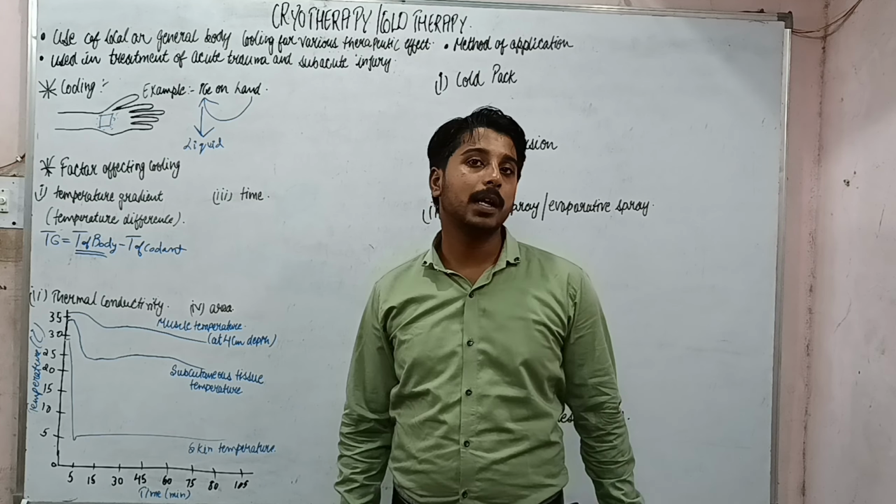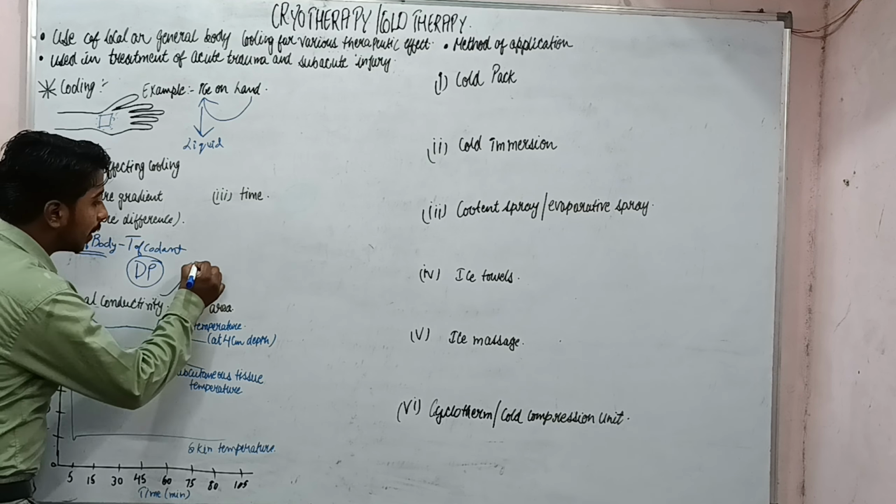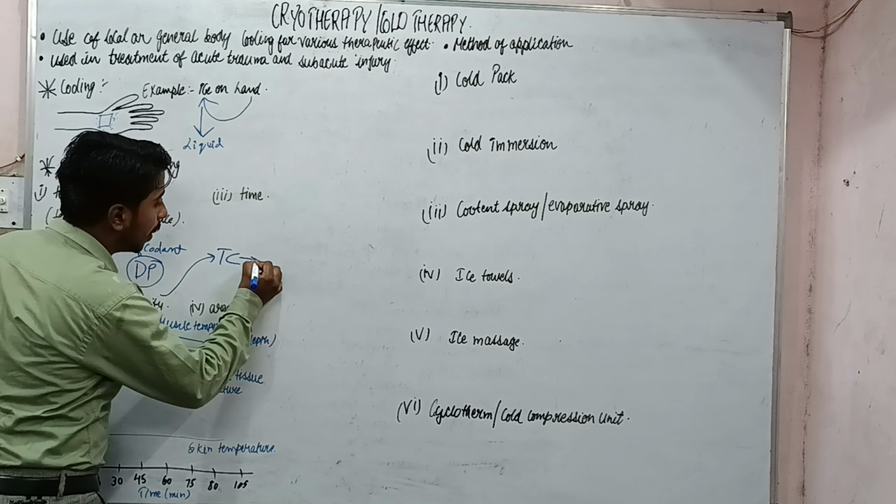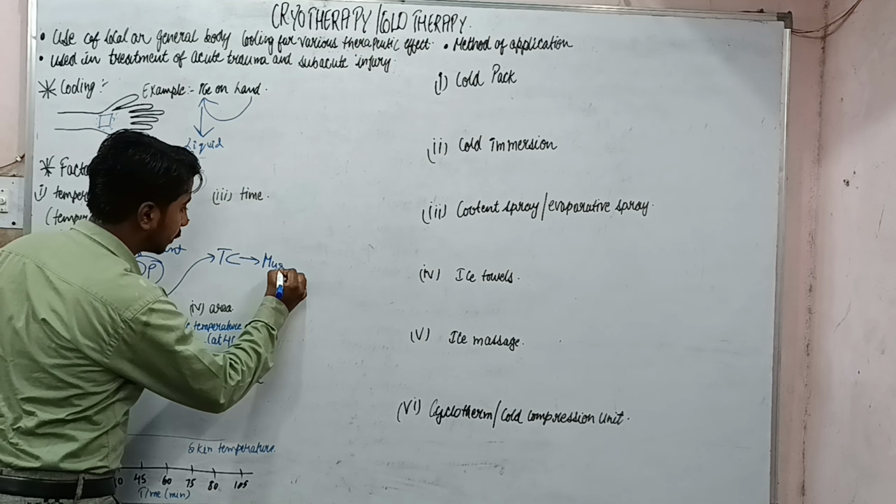So in temperature gradient you can simply write that it is directly proportional, that is, more is the temperature difference, more will be the transfer of energy, that is from high temperature to low temperature, so more will be cooling. So thermal conductivity is different in different body tissues. For example, thermal conductivity is more in muscles. In muscles thermal conductivity is high, while in case of skin and subcutaneous tissues thermal conductivity is low.